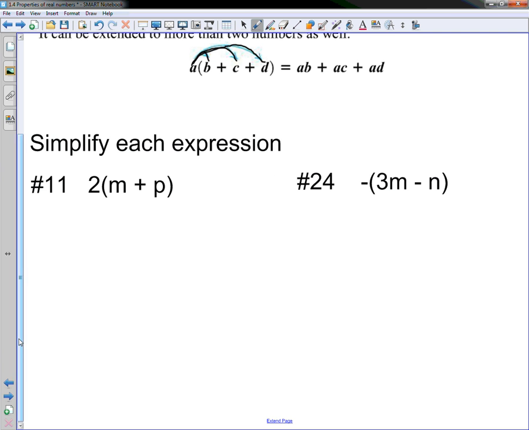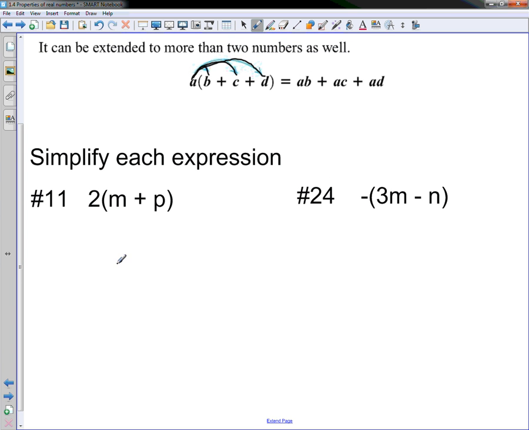So what we have here is we have 2 being multiplied by our parentheses. We learned order of operations says it'll work inside parentheses first. Well, m plus p, those aren't like terms. We can't actually add those. So then I move to the outside where we do have the multiplication. We're going to take this 2 and multiply it into each term. So I have 2 times m plus 2 times p.